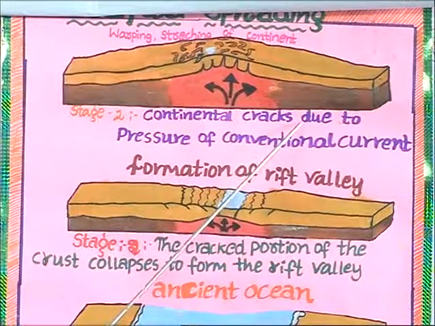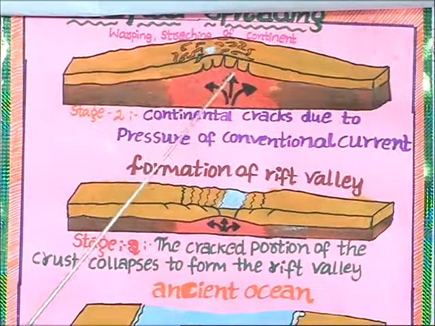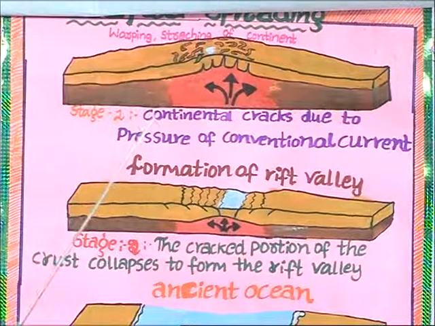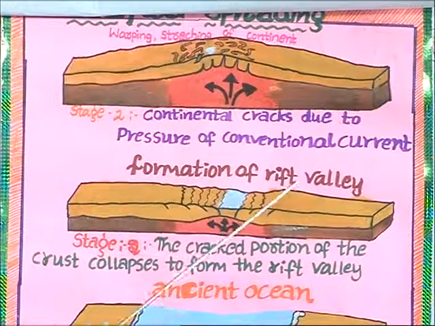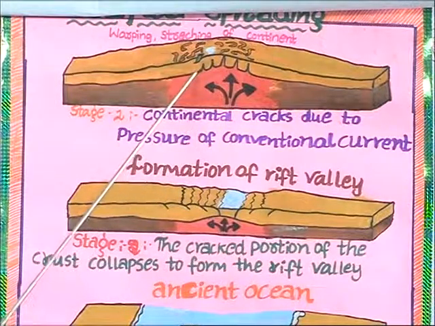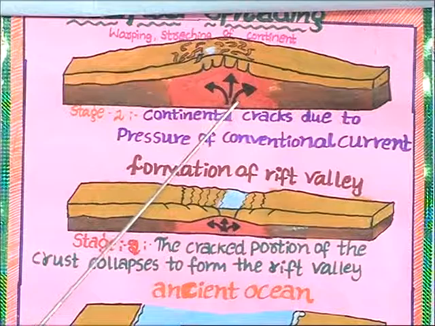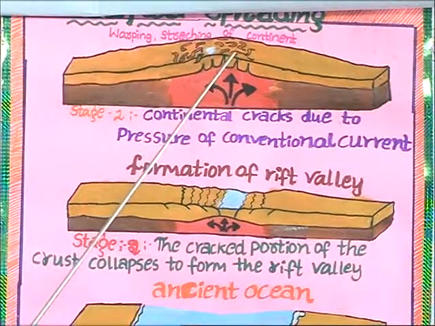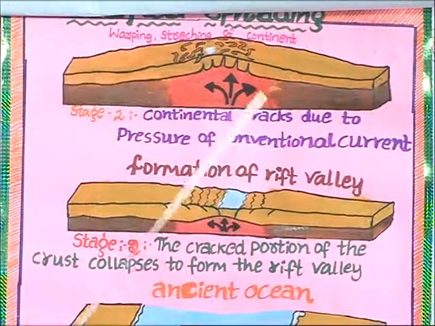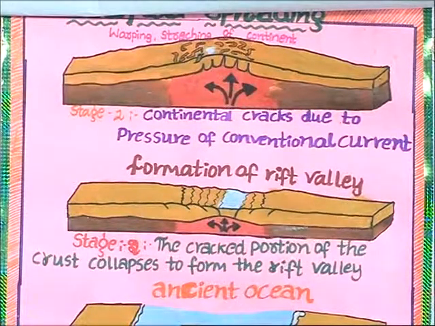Cracks appear on the sea floor due to pressure from the convection currents under the mantle. It is due to the circumstances underground. So the lava rises up, and at that time it causes disturbance to the sea floor, and the cracks appear. Friends, have you understood? Okay.